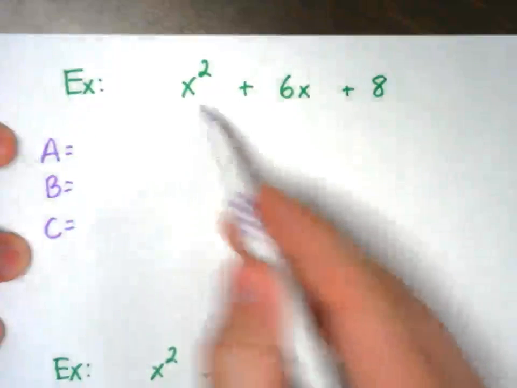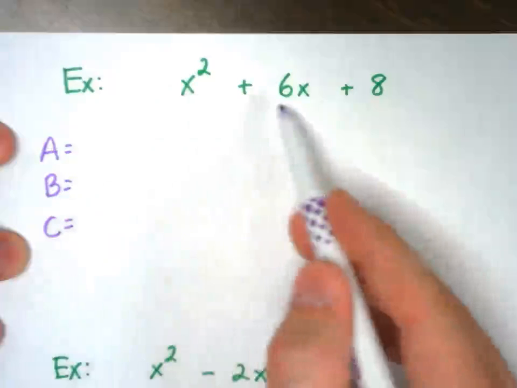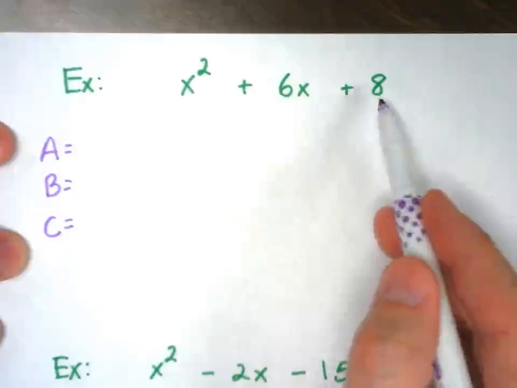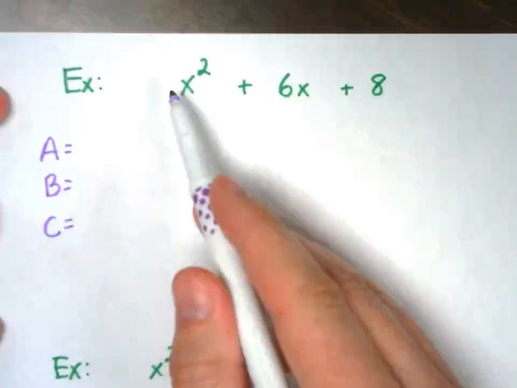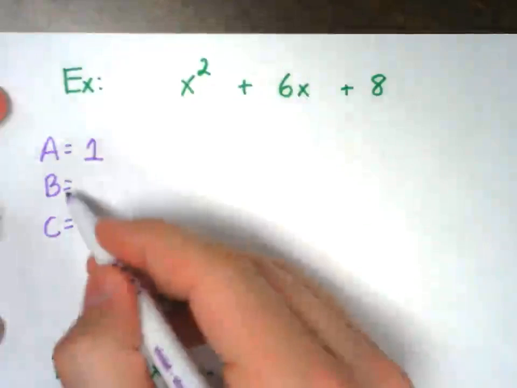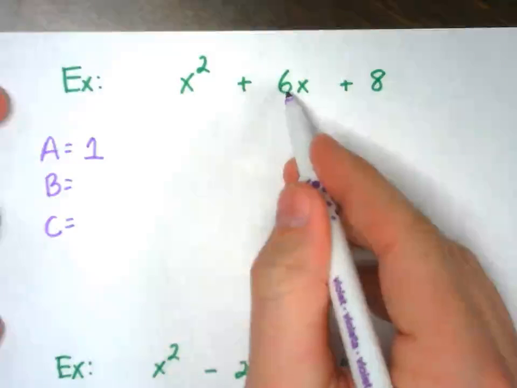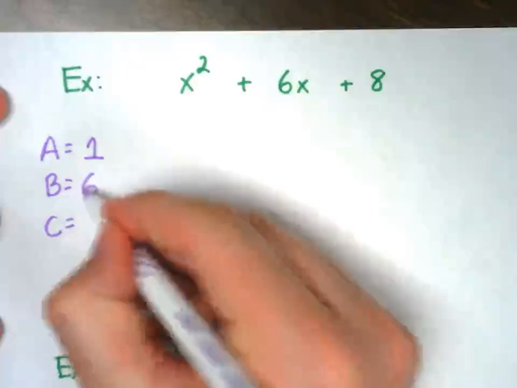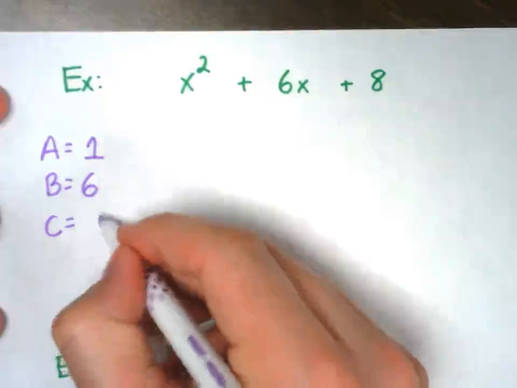And where you get that is it's the coefficient in front of the x squared, in front of the x, and then the number by itself. So the number in front of the x squared there would be a 1. So we're going to put a 1 there. The B is your 6. It's the number with the x, so 6. And your C is your 8.